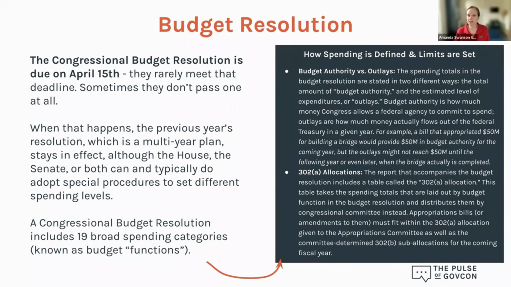You will also see discussion of 302(a) and 302(b) allocations. These are committee allocations, spending totals laid out by the budget function. They're distributed by congressional committee rather than these 19 functions.